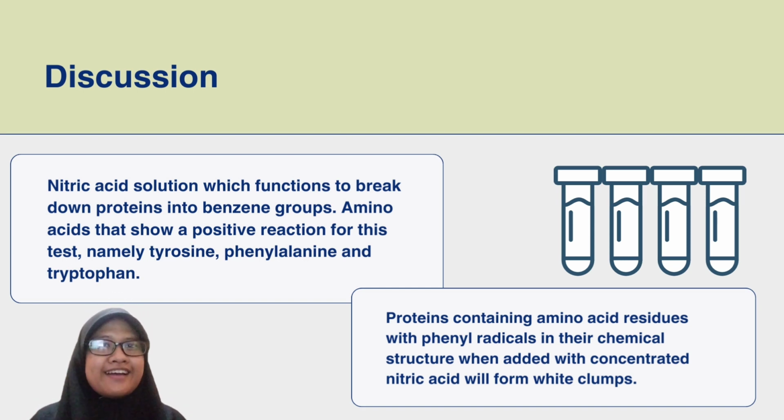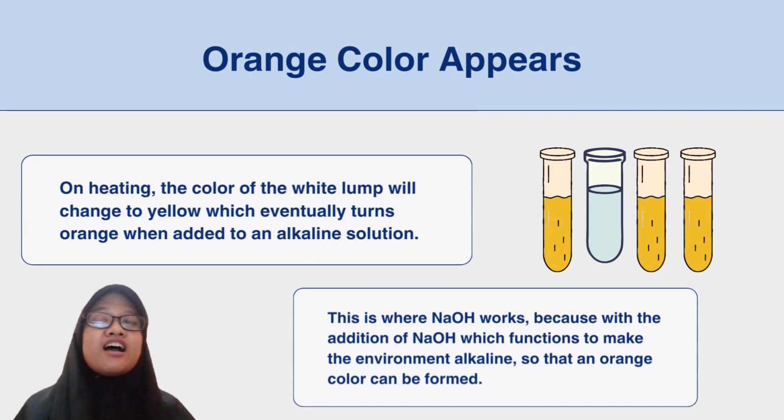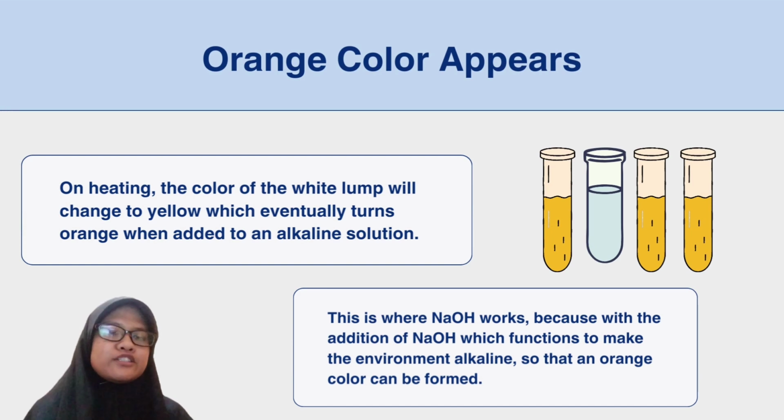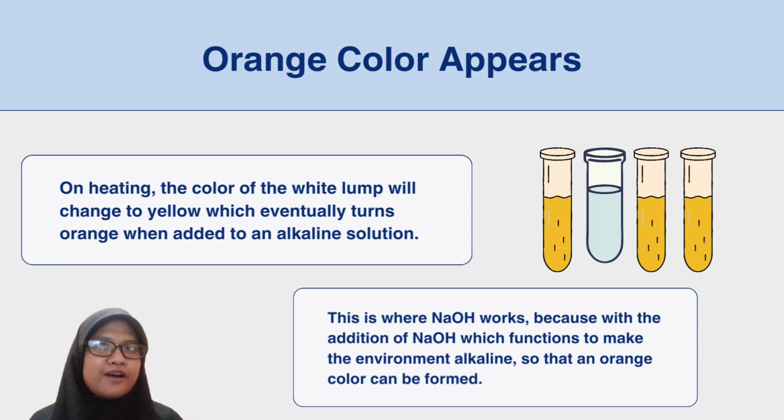Protein containing amino acid residues with phenyl radicals in their chemical structure, when added with concentrated nitric acid, will form wet clumps. Orange color appears. On heating, the color of the wet clump will change to yellow, which eventually turns orange when added to an alkaline solution. This is where NaOH or sodium hydroxide works, because with the addition of NaOH, which functions to make the environment alkaline, so that an orange color can be formed.